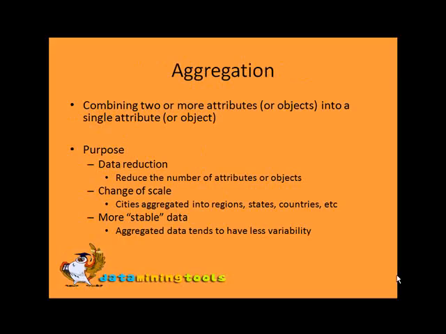transformation. Let's understand aggregation in detail. Aggregation is combining two or more attributes into a single attribute. The purpose of aggregation is data reduction, change of scale, and to get more stable data.